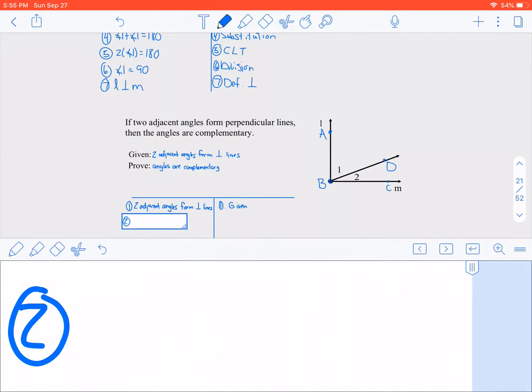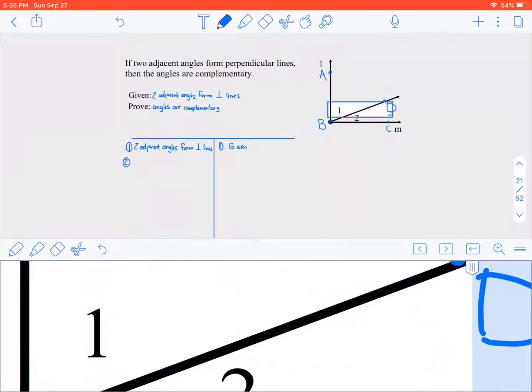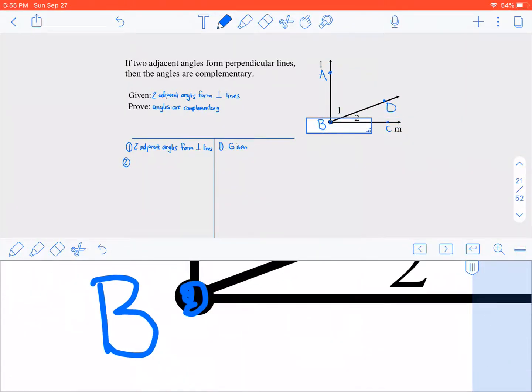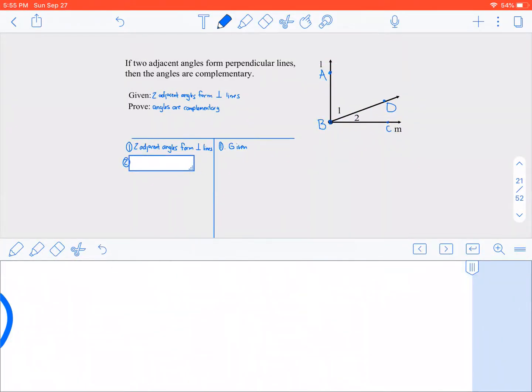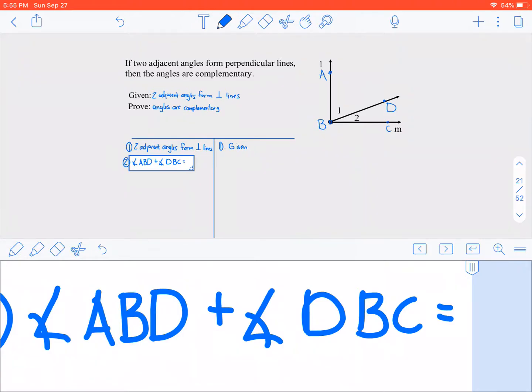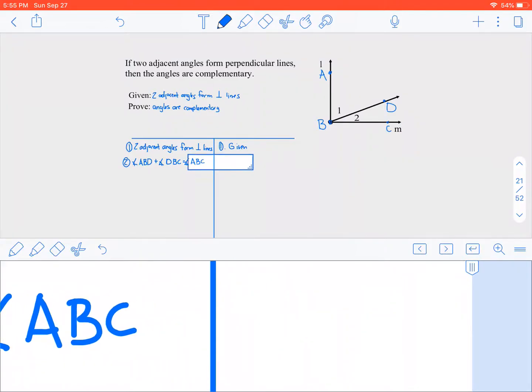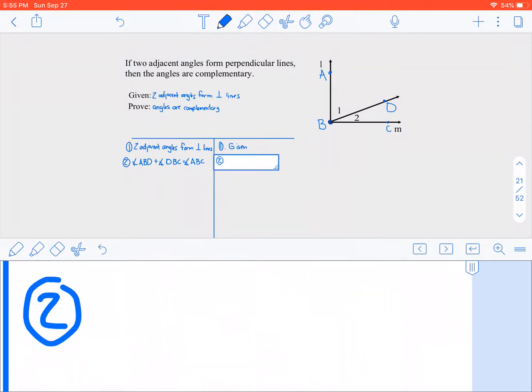I look at this and I see this angle 1 plus this angle 2 equals this whole angle. So I'm going to say that using my angle addition postulate. So I'm going to say angle ABD plus angle DBC equals angle ABC. Again, how do I know that? Angle addition postulate.